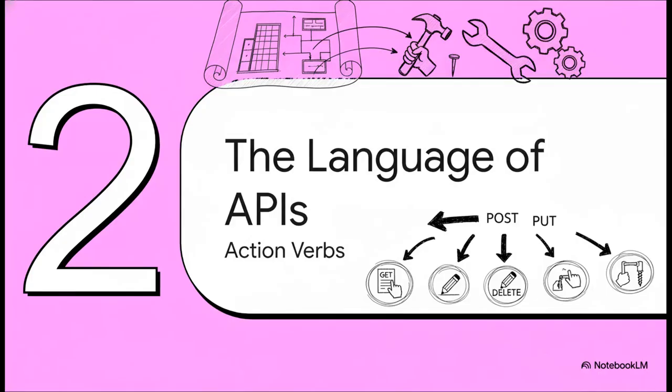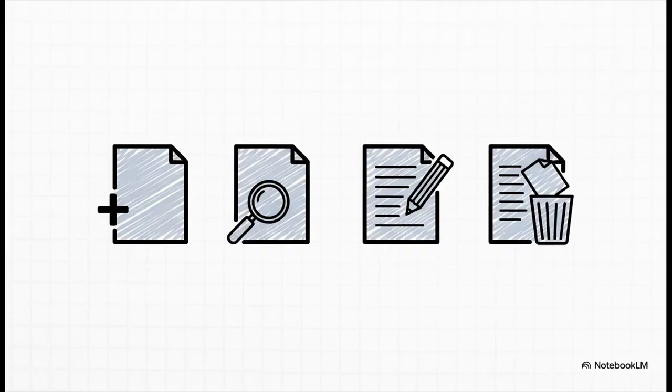Okay, so we've got the blueprint. Now, what about the tools? In the world of REST, our main tools are something called HTTP methods. You can think of these as the action verbs that we use to tell a server what we want to do. A fantastic way to remember these is the acronym CRUD. It stands for Create, Read, Update, and Delete. And honestly, those 4 actions are the foundation of almost everything you do online. REST just gives us a specific verb for each one.